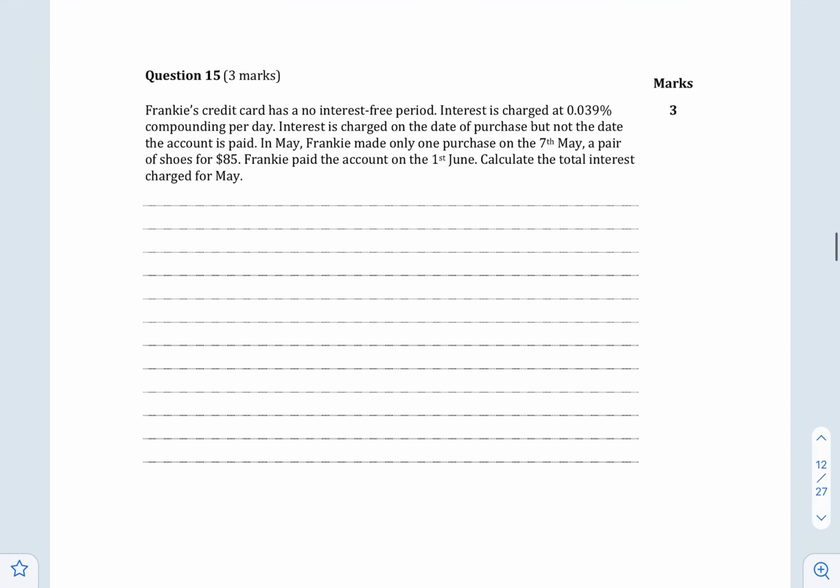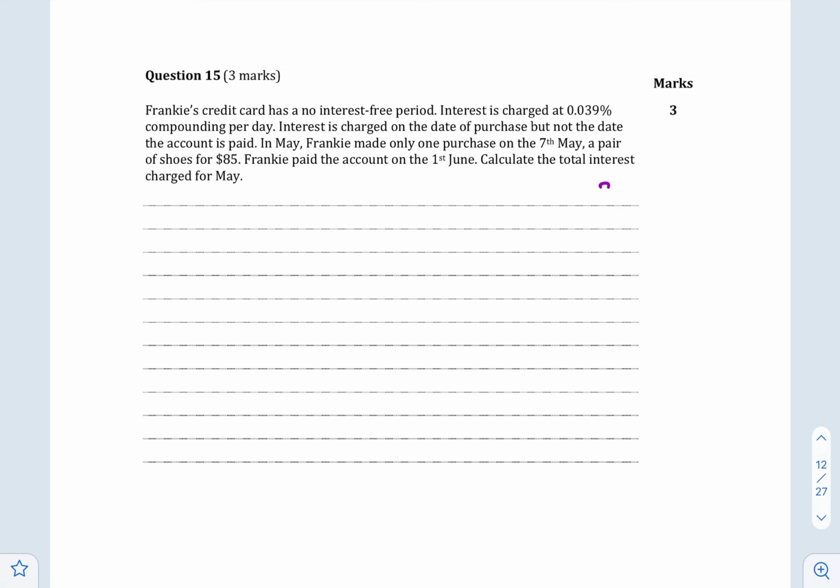Moving on. Frankie's credit card has no interest-free period. Interest is charged at 0.039% compounding per day. Interest is charged on the date of purchase, but not the date the account is paid. In May, Frankie made only one purchase on the 7th of May, a pair of shoes for $85. Frankie paid the account on the 1st of June. Calculate the total interest charged for May.